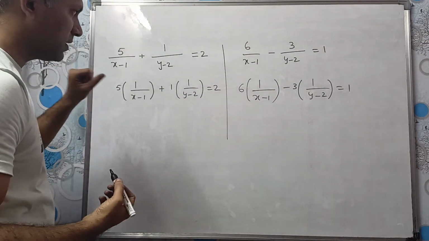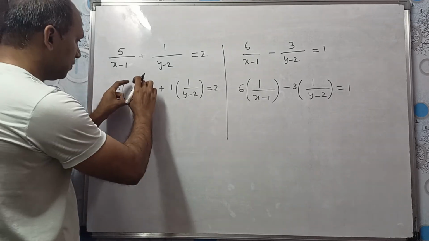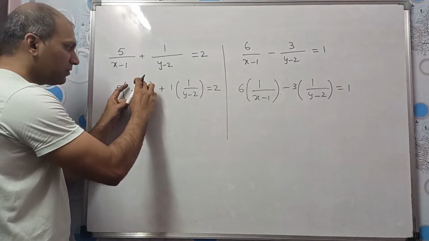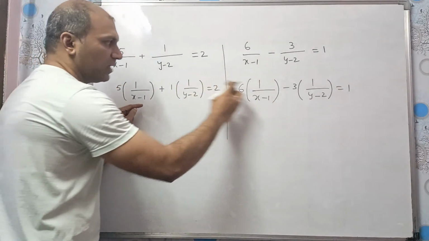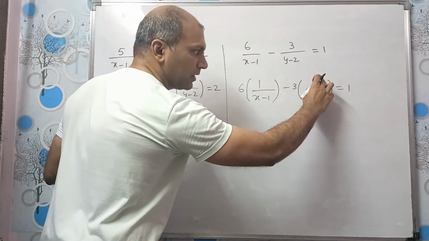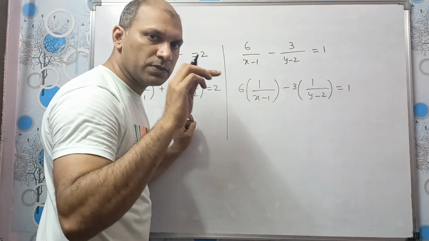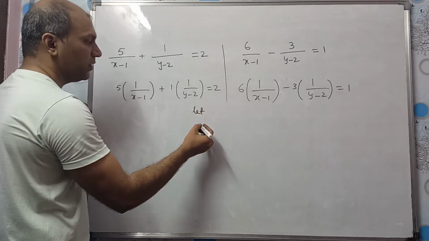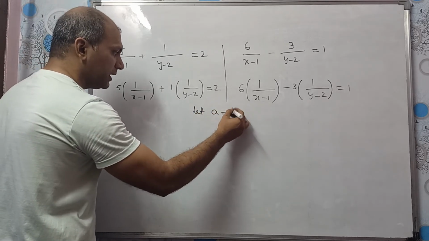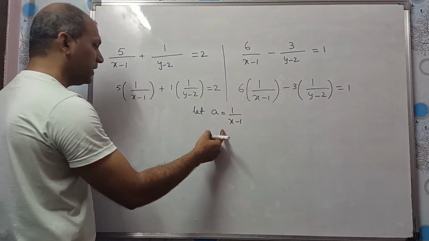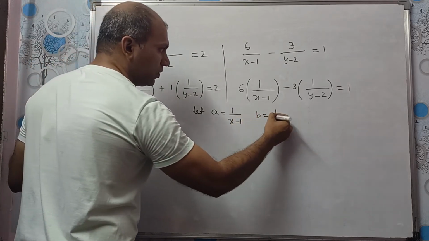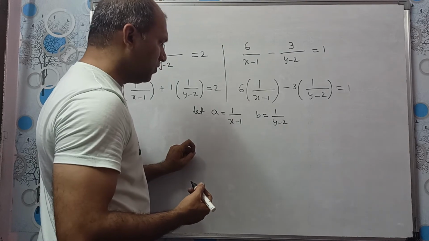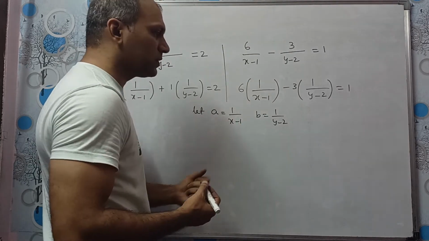So this is the first step. Now whatever we have inside the brackets will always be the same. So in place of 1 by x minus 1 and 1 by y minus 2, we introduce new variables. Let us take a and b. Let a is equal to 1 by x minus 1 and b is equal to 1 by y minus 2. We can take anything, we can take p, q also.